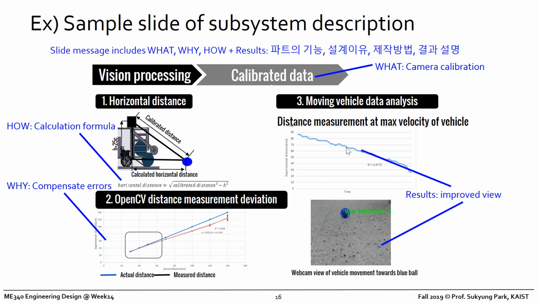So after applying this and that, they could calibrate it, and then their error has been reduced, and then their image gets better. So this single slide has everything about the subsystem: what, why, how, and results. Of course, you don't have to plug in everything in one slide. You can spread it out over 2 or 3 slides, but keep in mind that the subsystem explanation should include its function, why you designed it, how you designed it, and so on.